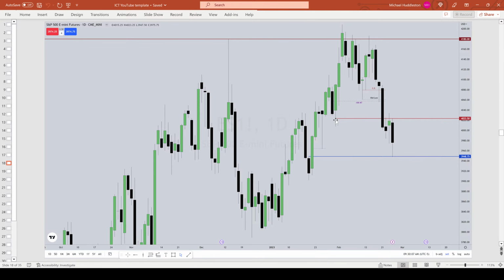The consequent encroachment of this wick here, that's what the 40.23.5 level is. The mean threshold of the bearish candle right here, actually I have that noted wrong. That's saying negative OB. That should be a bullish order block, but now because we're below it, it would be viewed as a bearish order block, so don't be confused by that, okay?